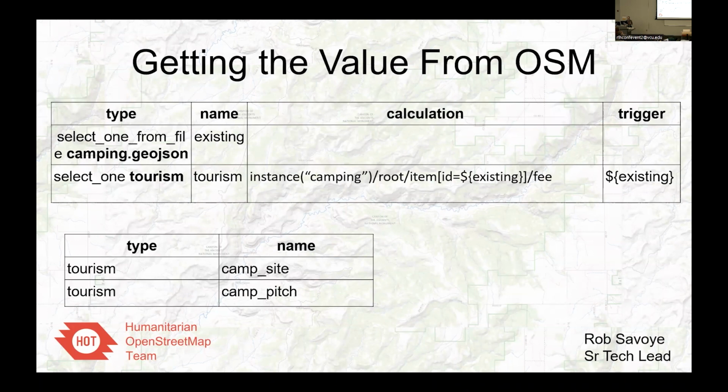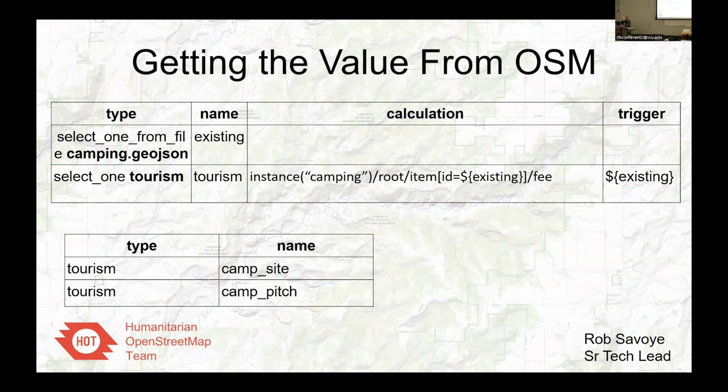So here's where it gets more fun. So basically, select one from file, camping.geojson. The name becomes the reference for everything else. And so basically tourism, I'm mapping campsites, right? So in this case, I only have my two values in my choices sheet. And so basically, here's the key detail under the calculation field. And this is really ugly, but basically that will pull the fee.